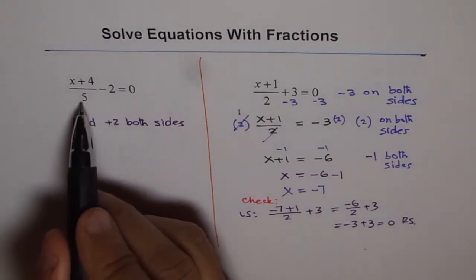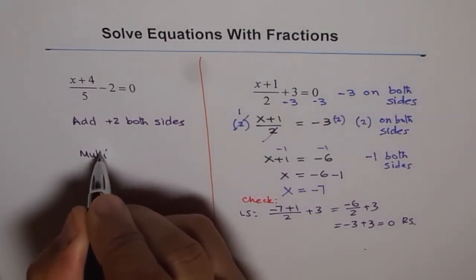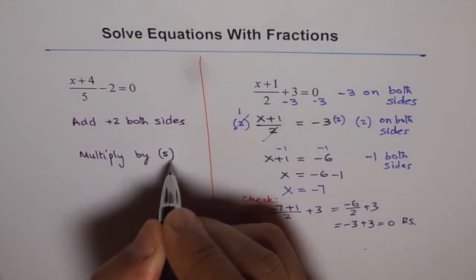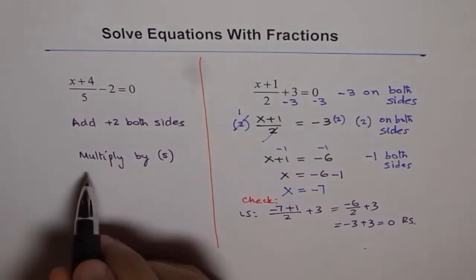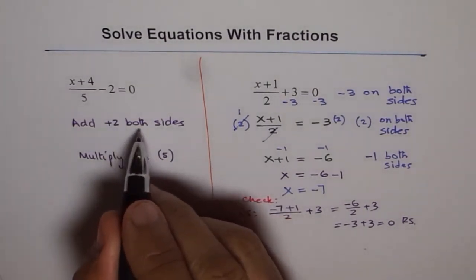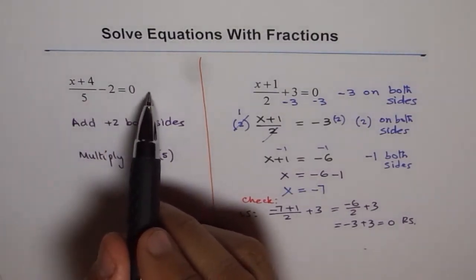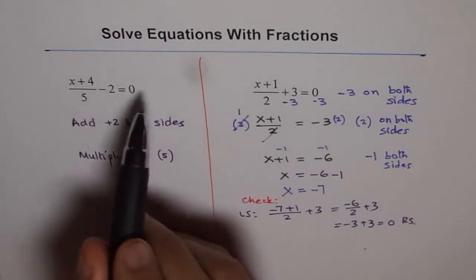Then we'll have 5 in the denominator. Then we say multiply by, I'm writing in brackets, 5 on both sides. So on both sides, I'm not writing again, multiply by 5 on both sides, correct? So when you do that, then you get 2 times 5 is 10. And here we get x plus 4 equals 10.